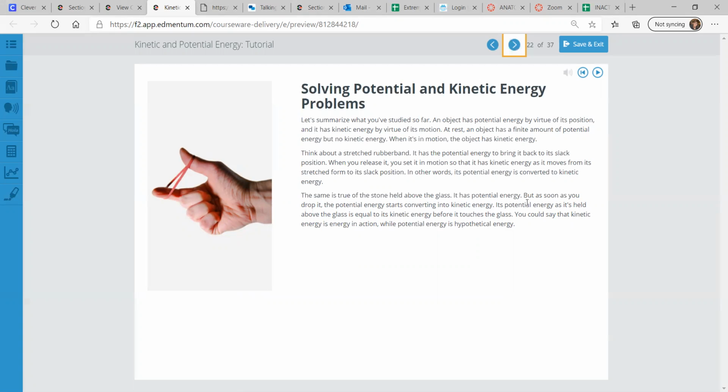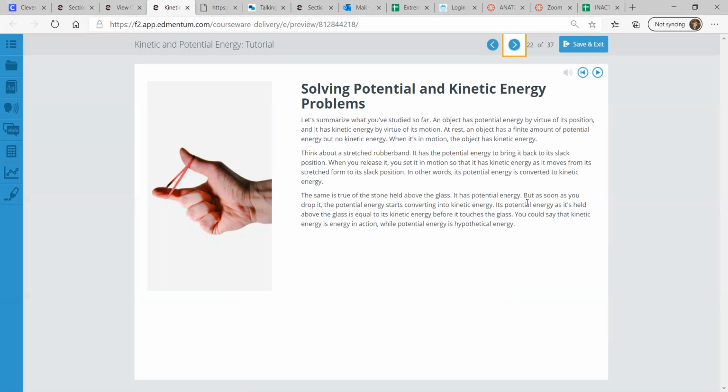When you release it, you set it in motion so that it has kinetic energy as it moves from stretched to slack position. In other words, its potential energy is converted to kinetic energy. That stored, stretched energy is converted into motion, kinetic energy.